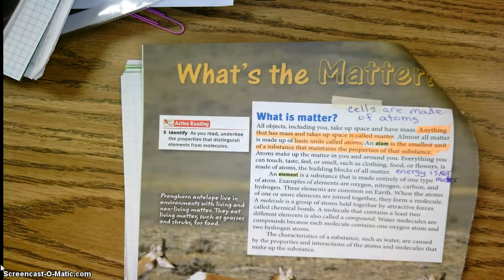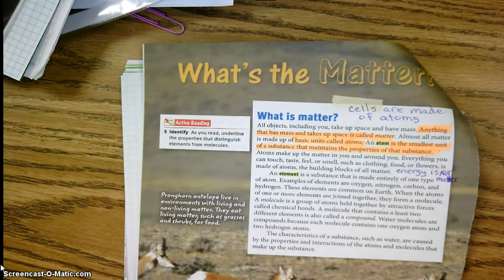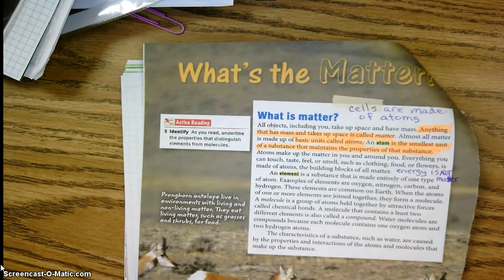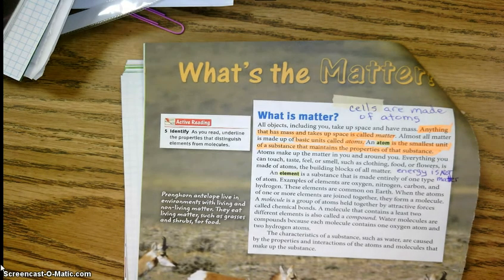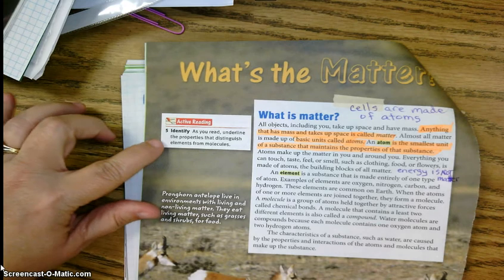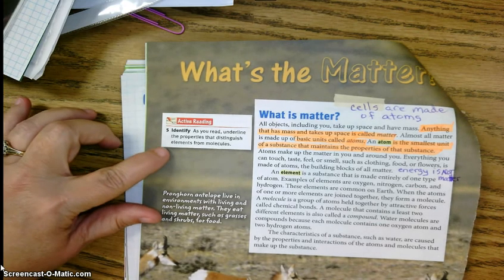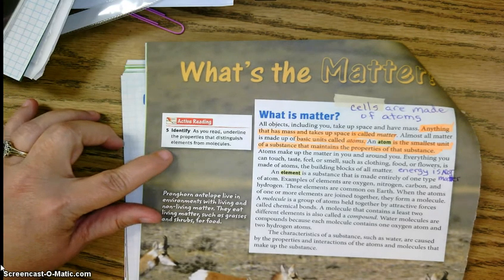So when we talk about atoms, we remember the periodic table that you learned about in 6th grade, and you talked about things called elements and molecules. So your question says, as you read, underline the properties that distinguish elements from molecules.